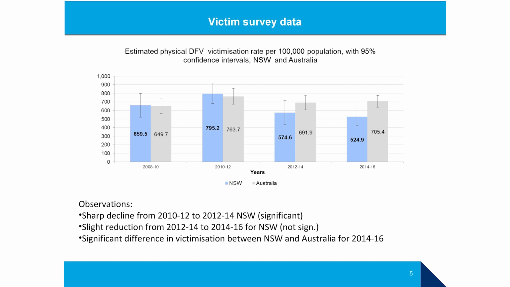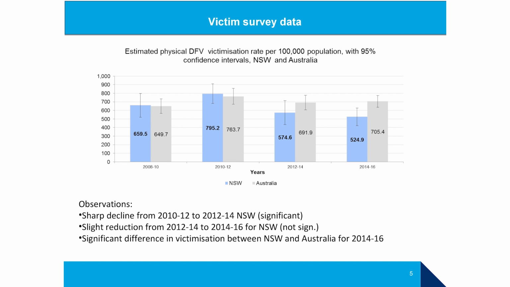And when we look at Australia overall to see if that pattern was happening everywhere, we see a similar pattern, but it wasn't to the same degree, and none of those changes over time were statistically significant. So that fall really was only significant in New South Wales compared to Australia overall.